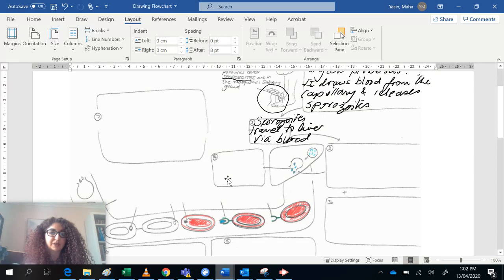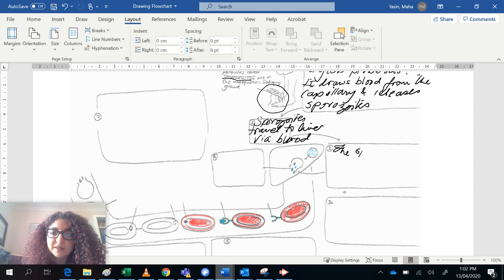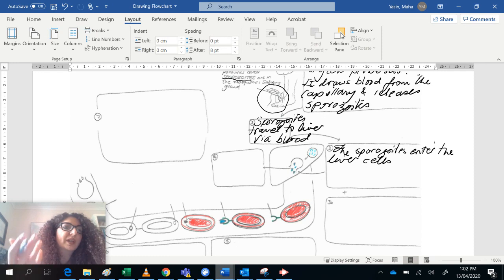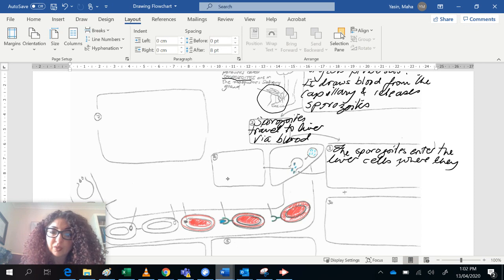So we come to number 3 here, and we're just going to say that the sporozoites enter the liver cells. Sometimes we call these liver parenchymal cells, but that's okay. You don't need to know that. A liver cell is enough, or if you even wanted to call it a hepatocyte, that's fine. We previously said that this is where they mature. So the sporozoites are going to mature in that particular liver cell.